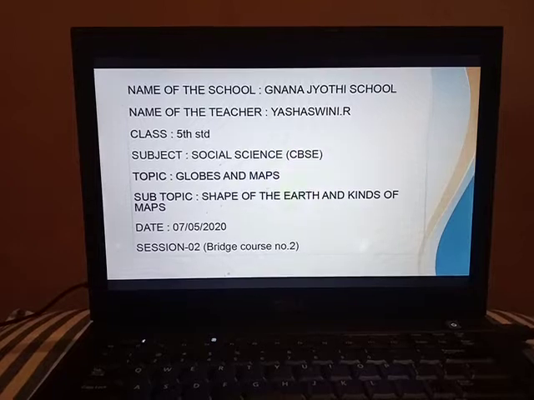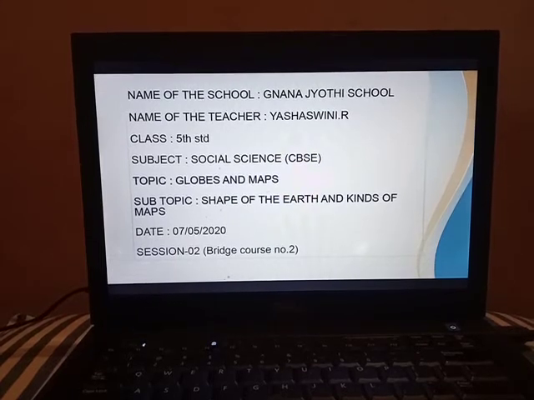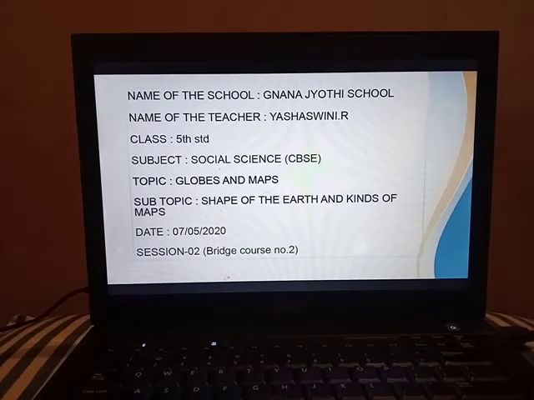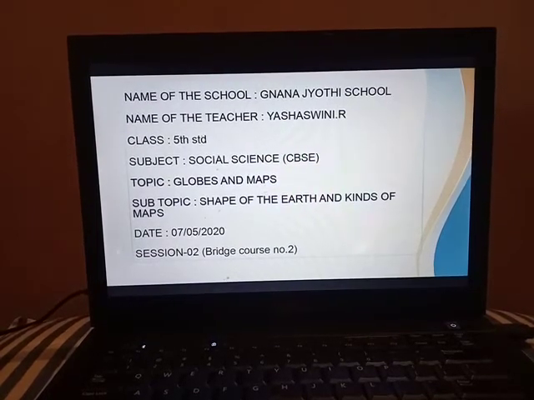Today, I'm going to take the topic for you, that is the shape of the earth and the kinds of maps. The chapter name is Globes and Maps. In the previous class, we had an introduction class for globes and maps. In today's class, we are going to study the shape of the earth and the kinds of various maps. Today is the second class of your bridge course.